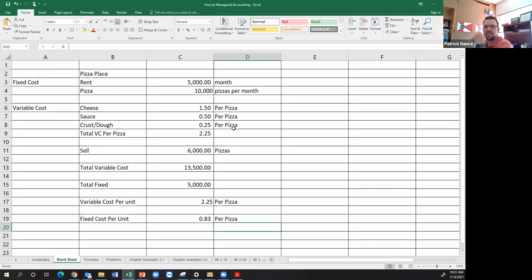I wanted to show you this because when we create this cost function, and we'll be doing this a fair amount in future chapters too, you'll notice that no matter what I do, as long as I'm underneath this 10,000, and actually in this formula it wouldn't matter even if I wasn't, but as long as I'm within my relevant range of 10,000, no matter what I do to the number of pizzas, what you'll see is my total variable cost will change, but my variable cost per unit doesn't change.